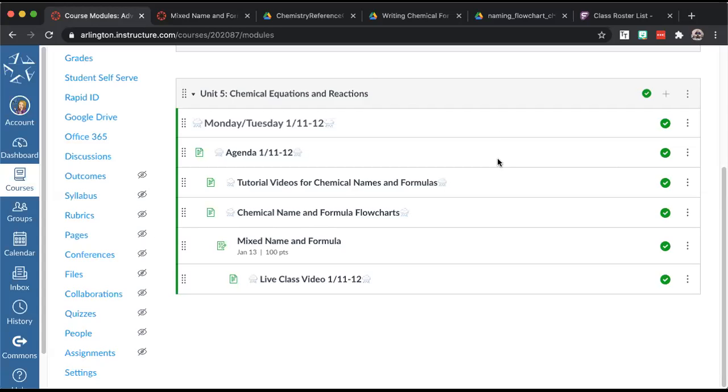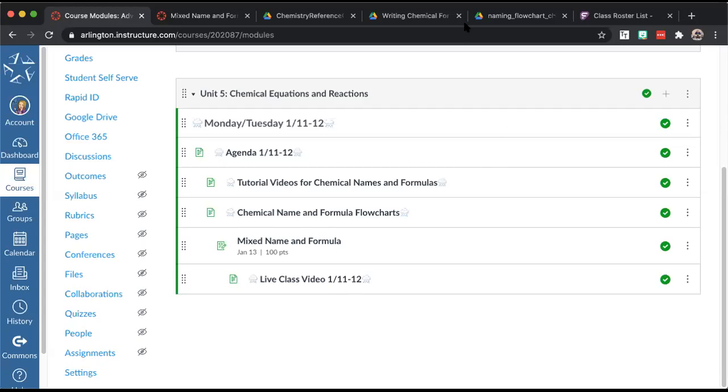Okay, so we are starting Unit 5 today, but before we get into the new information, I wanted us to review our chemical names and formulas from Unit 4, which is what we finished the semester with right before break. The reason we're taking the time to do this today and have you practice and review a little bit more is because the first part of Unit 5 is writing chemical equations.